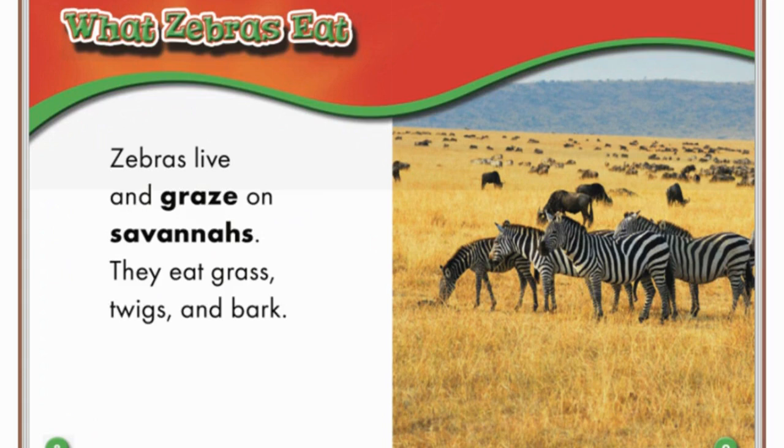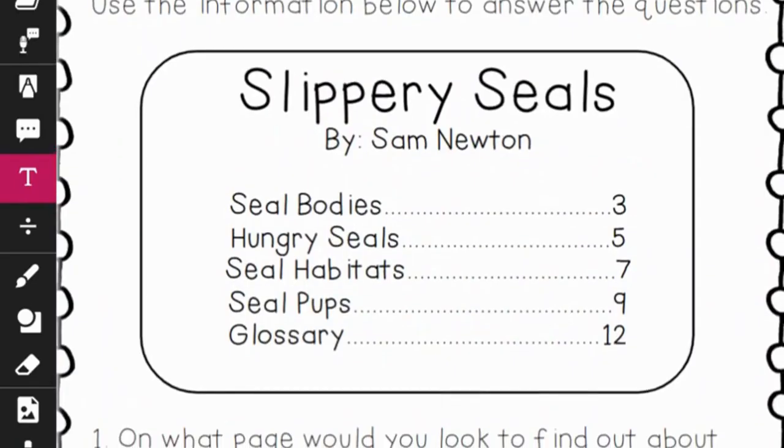That is why it is so important to preview the table of contents before you read the book, to make sure the information in the book is what you are looking for. In just a bit, you are going to practice using a table of contents on your own. But first, let's practice together. The directions say, use the information below to answer the questions. As you can see, we have a sample table of contents from the book Slippery Seals by Sam Newton.